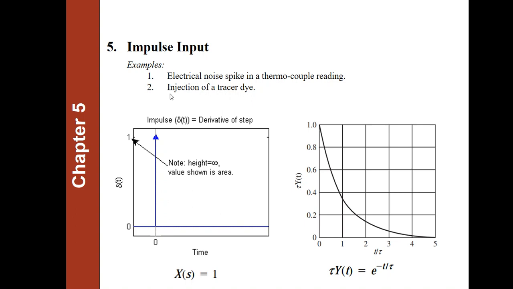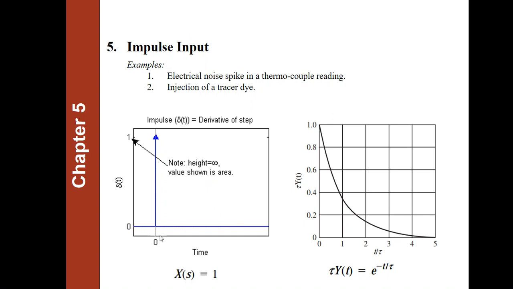So when does this happen? An electrical noise spike in a thermocouple reading, which is normally encountered in electrical engineering, and in the case of ChE, the injection of a tracer dye. So it's a disturbance that just happened for a fraction of a second. It's not sustained, so its effect could be approximated to that of the impulse forcing function response.